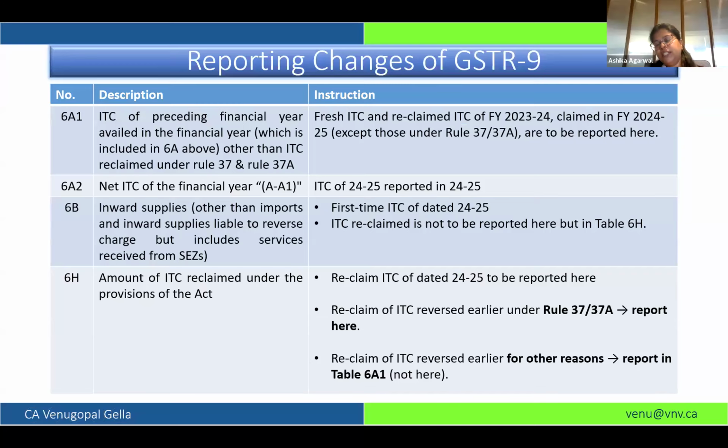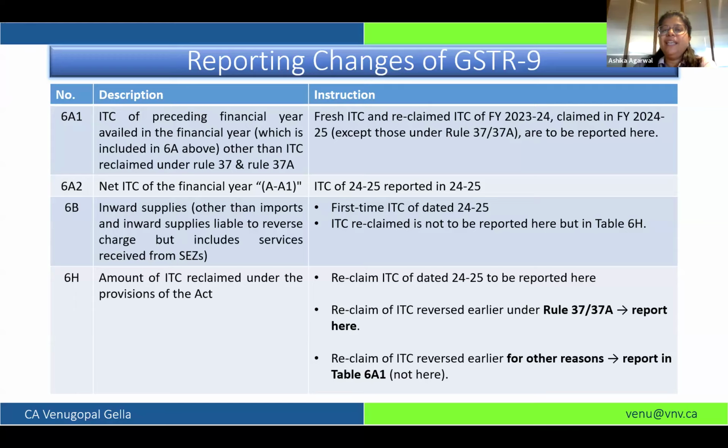Now we'll move forward with the reporting changes. The first reporting change is they have inserted a new table, table 6A1. Now what is this table 6A1 which they have inserted? They are saying in this table, I have to report the ITC relating to 23-24 which I have availed in 24-25. This data they want us to report separately here in 6A1.